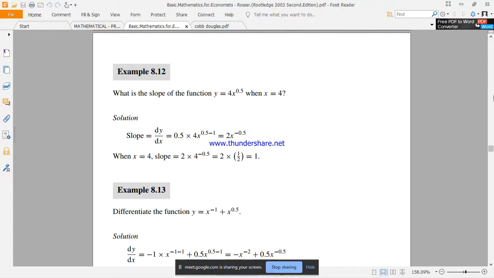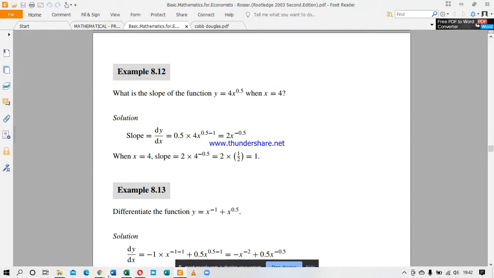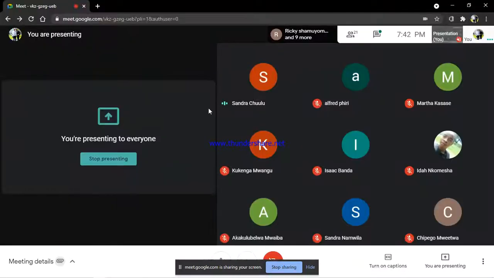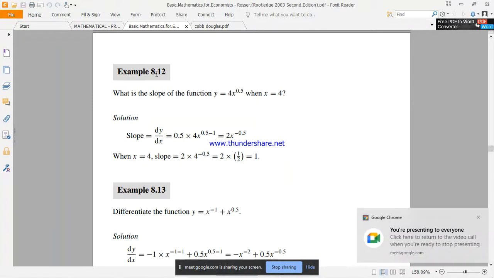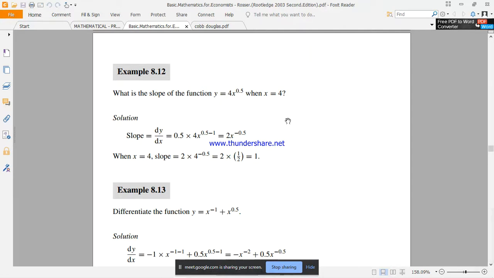Someone's mic is on. Yes, is it example 8? Is it example what? It's this example 8.12. 8.12 or the one you want to. No, this same one. I want us to understand something here. 8.12. There's something tricky which I want us to understand.